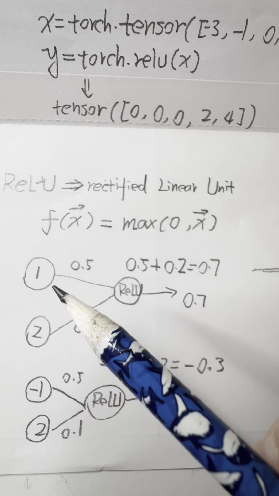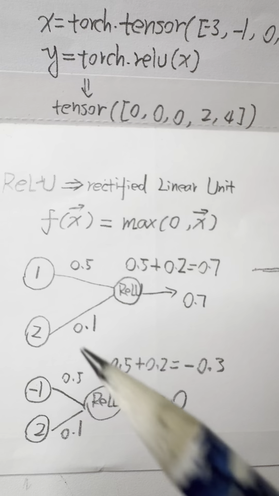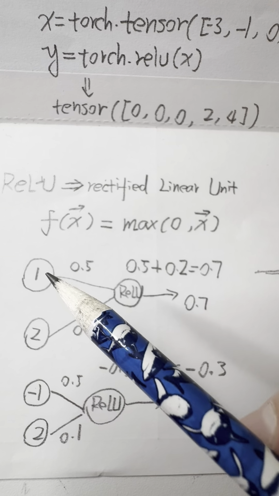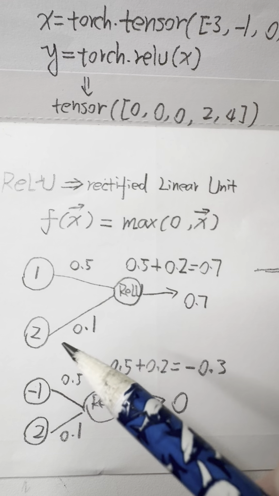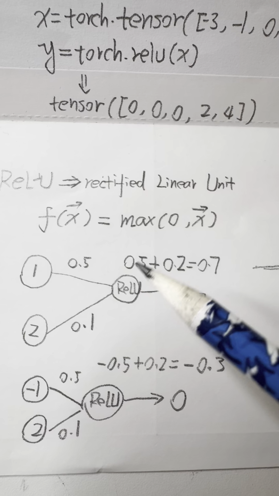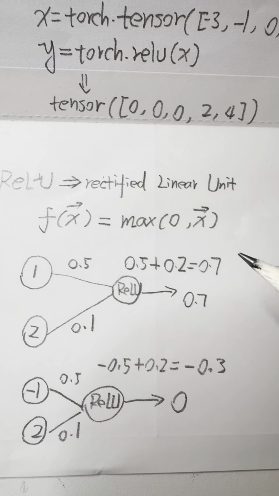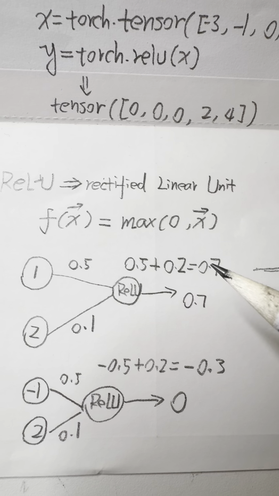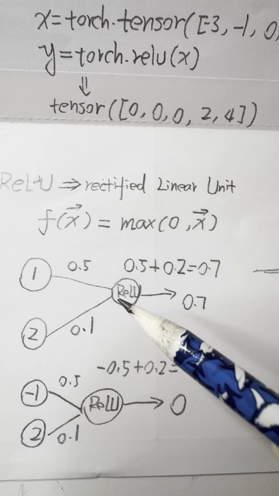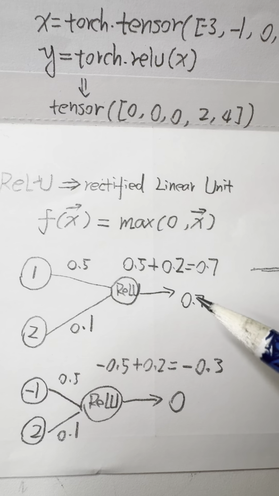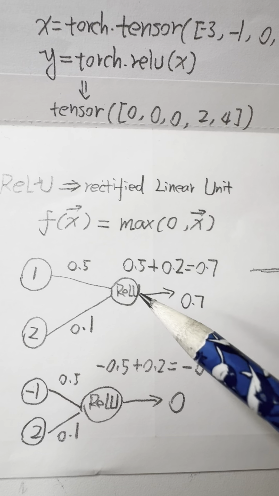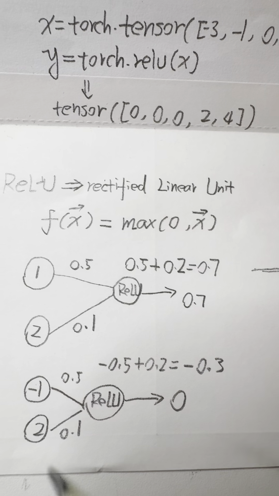So this is one example of the simplest neural network. Let's say there are two nodes here, their values are 1 and 2, and these are the weights. After the weights, we get a weighted sum, which is 0.7. And here we call this ReLU function, because 0.7 is larger than 0, then we output 0.7 from this endpoint.